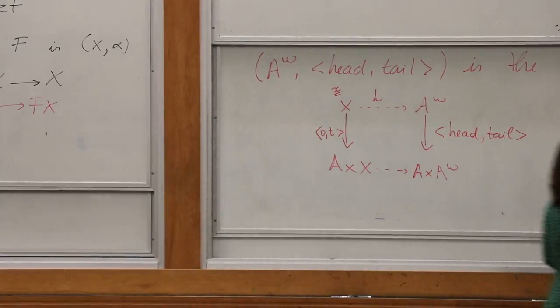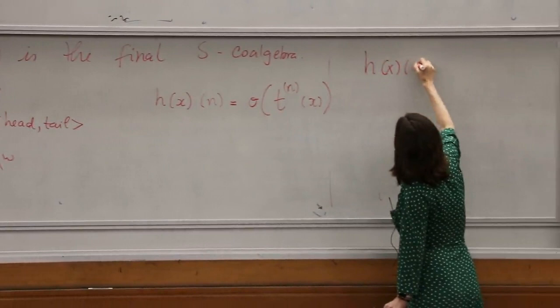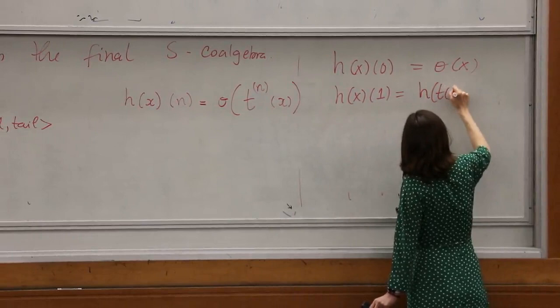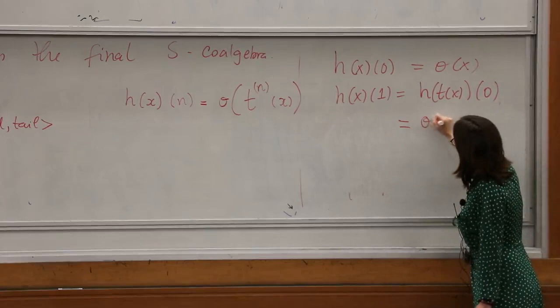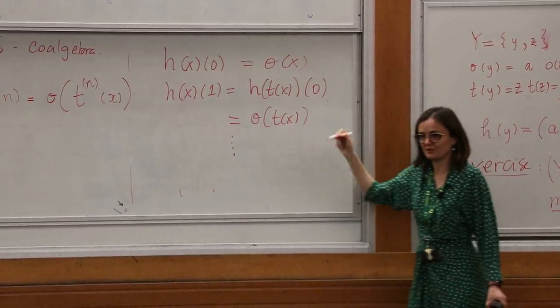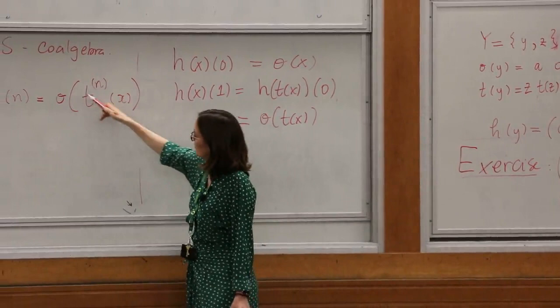In fact, I'm gonna move here. So we get that h of x of 0 is O of x. We get that h of x of 1 is h of t of x of 0, which is O of t of x. And so on. If you do this for 2 and 3, you will see the pattern that what you end up with is O of applying T n times to little x.